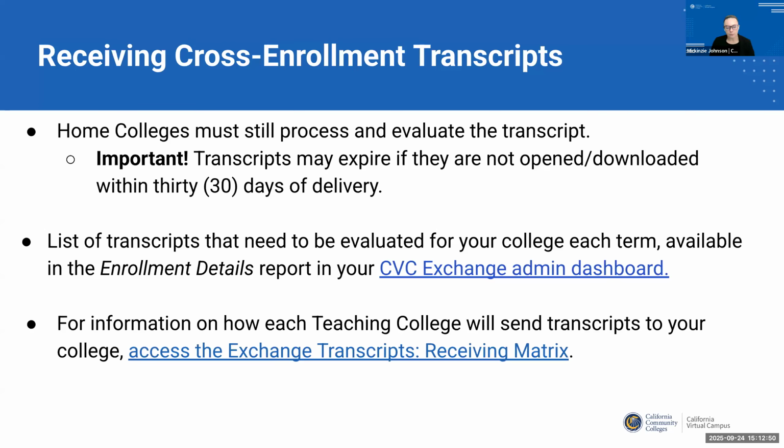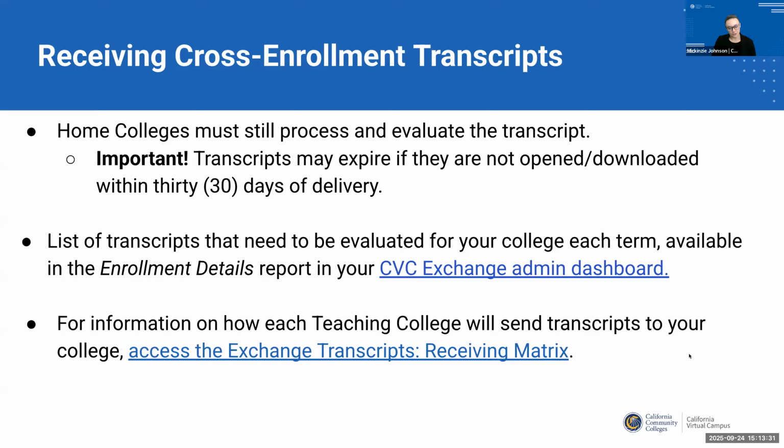However, another question that we get, not necessarily from students, but from staff, is who are the students at my college, my home college, that I need to be watching for transcripts? Who are the students that need transcripts evaluated for this term, for this year? And as always, we recommend using the enrollment details report in the CVC Exchange admin dashboard, which we can absolutely review and we can go into that. You have had access to that. That has not changed. But as a home college, you can then filter which students have registered for a certain term with you as the home college, and then you can see all the transcripts that will need to come in and be sent from other teaching colleges to your location.